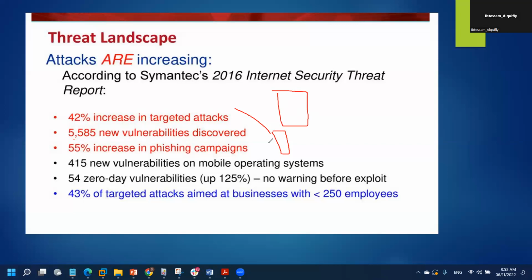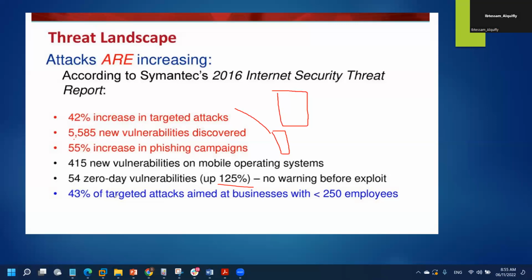So this is also important. Again, 54 zero-day vulnerabilities, up 125% from last year. So we have more zero-days than it used to be. Last year we discovered 55, for example, and this year we discovered 54. So more zero-days are being discovered.